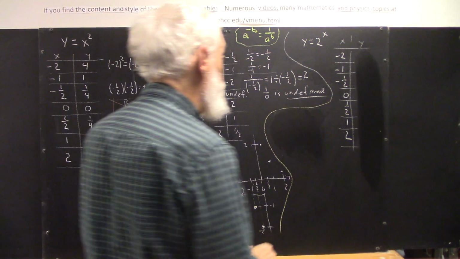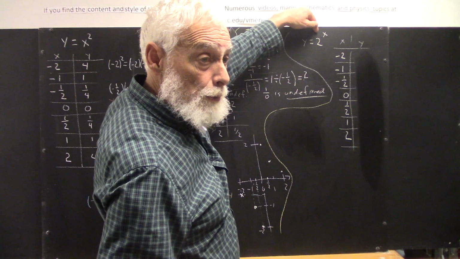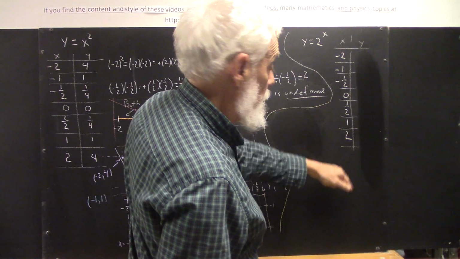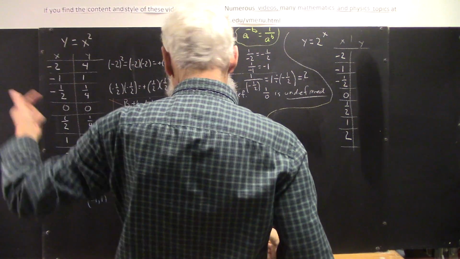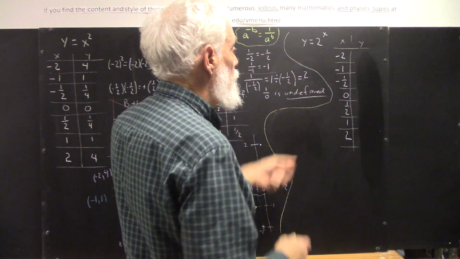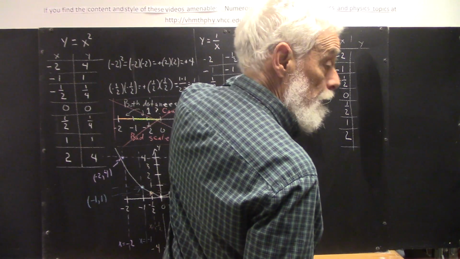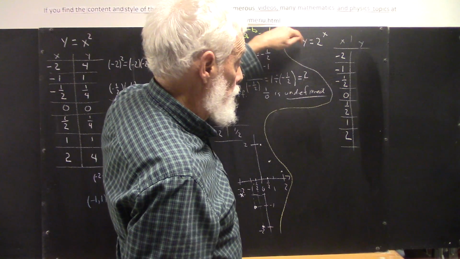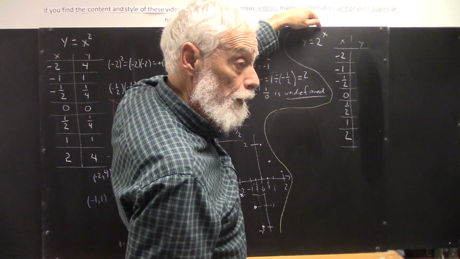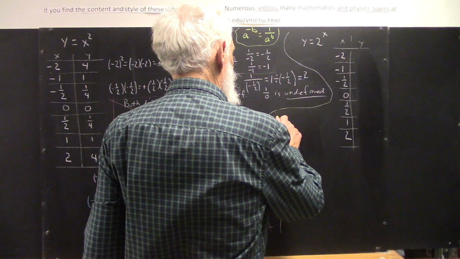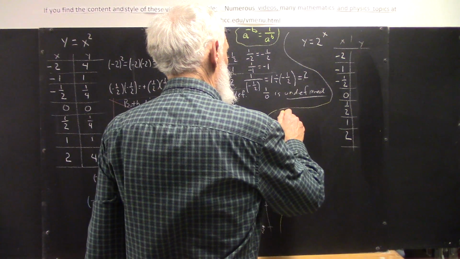Okay, as advertised, we're going to do y equals 2 to the x. I've already set up a table, same as I set up any other table. So we want to start with x equals negative 2. We're trying to find y, which is equal to 2 to the x. When x equals negative 2, that's going to be 2 to the negative 2.